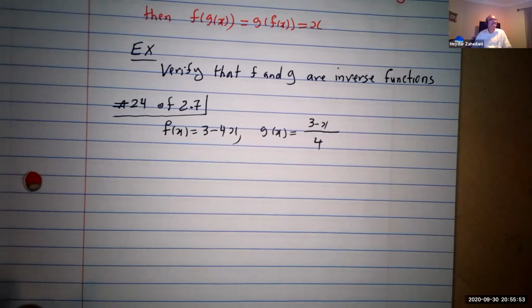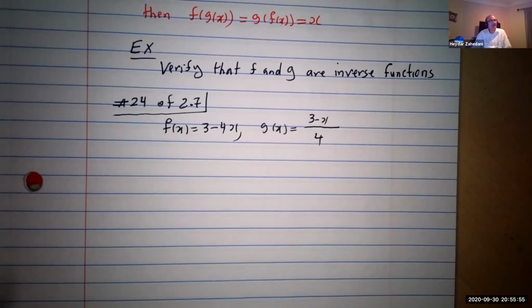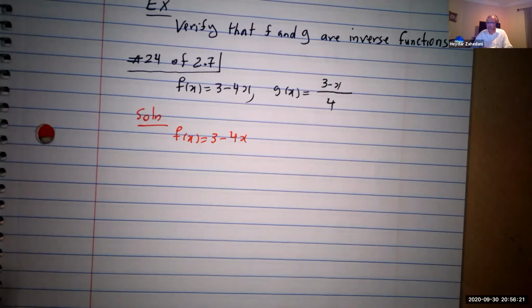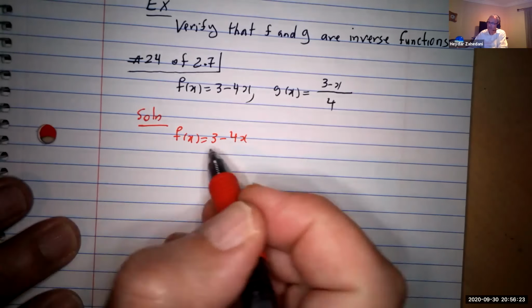You have two options. The easiest one is to find the inverse of the other one. So I give you two options. Solution. Let's do it. Get this function, f of x equal to 3 minus 4x. Find the inverse of this function. We already talked about it. How are we going to find it? Find the inverse.